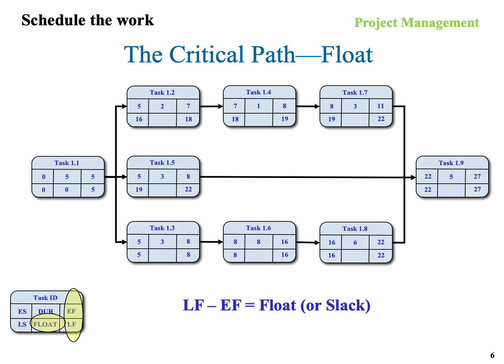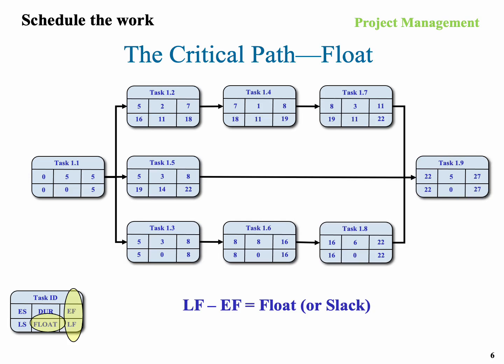Task 1.1. 5 minus 5 is 0. Task 1.2. 18 minus 7 is 11. Task 1.3. 8 minus 8 is 0. I'll go through the rest. You can see how we're doing. Task 1.7. 22 minus 11 is 11. Task 1.8. 22 minus 22 is 0. To the last task, 1.9. 27 minus 27 is 0.